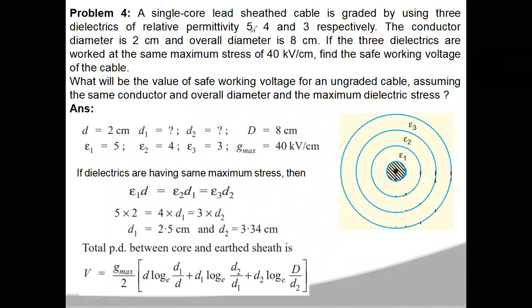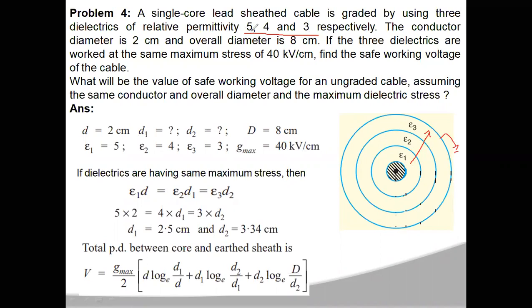Now for this given problem, they were given the permittivity values in decreasing order only, so there is no problem. Suppose they were given in a different manner, that means the minimum value is given first and the maximum value is given next, then you have to take care of that. You have to arrange your dielectric materials in such a manner that the permittivities will be in decreasing order from conductor to your earthed sheath.